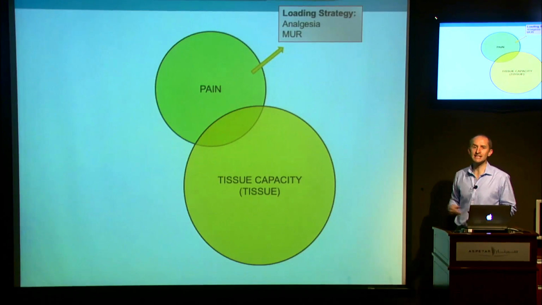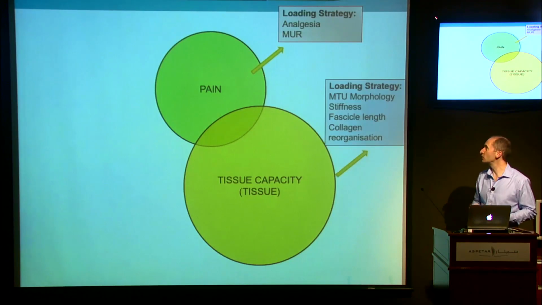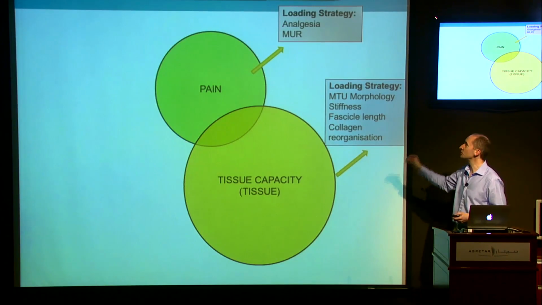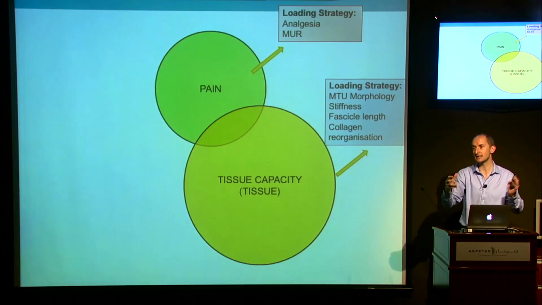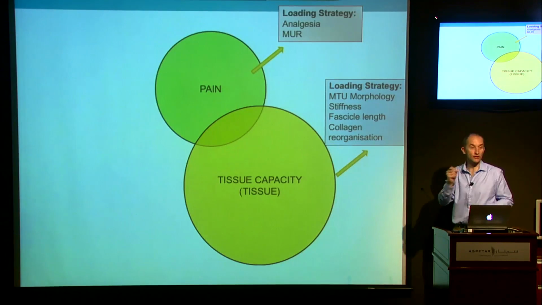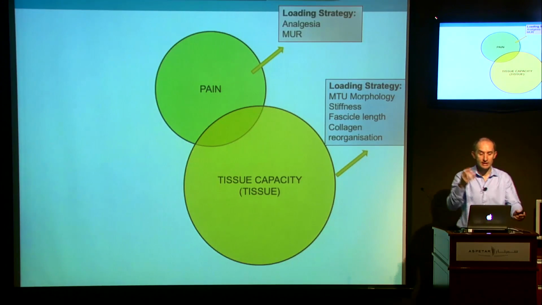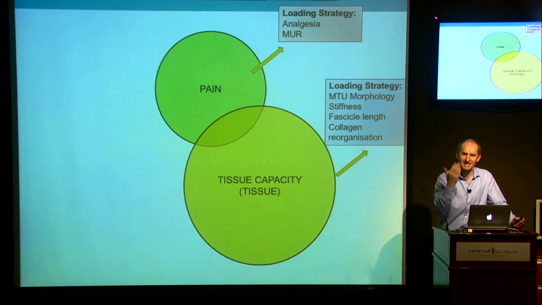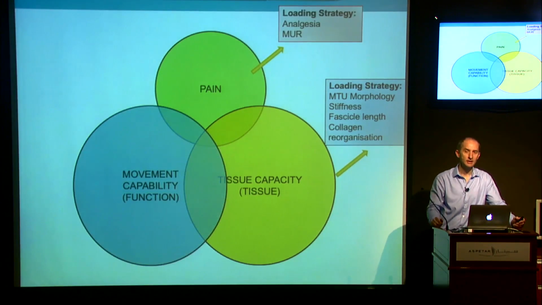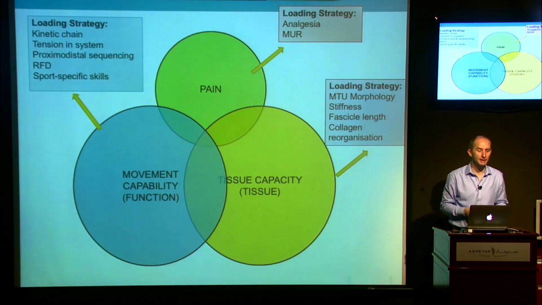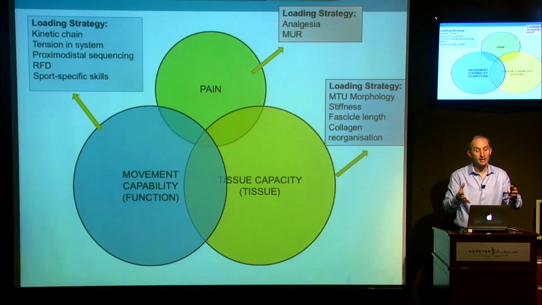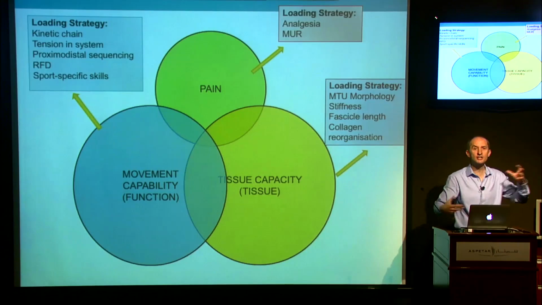Are we trying to increase tissue capacity? Well, our loading strategies may therefore be focused on changing the muscle tendon unit morphology, the stiffness characteristics. And for muscle, it might be increasing fascicle length, increasing the collagen reorganization, improving that through our loading strategies. That's tissue characteristics. We're trying to improve our movement capability. Our loading strategy may be, well, how does that integrate within our kinetic chain? How do I maintain appropriate tension within the system?